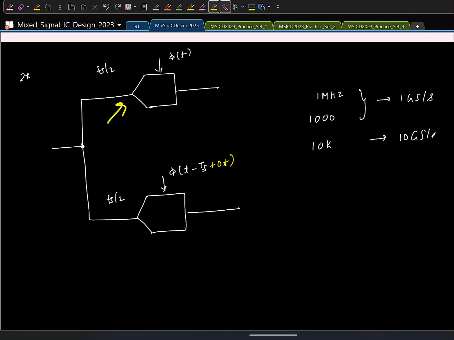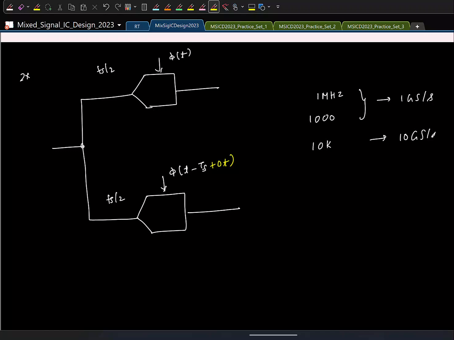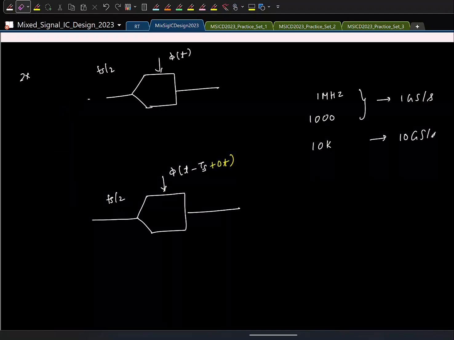What are the other kinds of mismatches we can think of here? In addition to this, what other mismatches do you foresee? Mismatches between the two ADCs. We'll try to see what mismatches are possible, and we'll see if that is indeed a problem. If it is a problem, we'll try to correct for it.